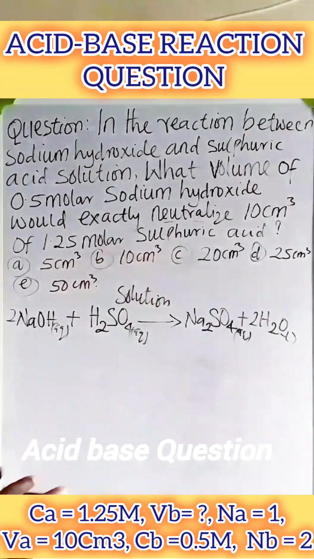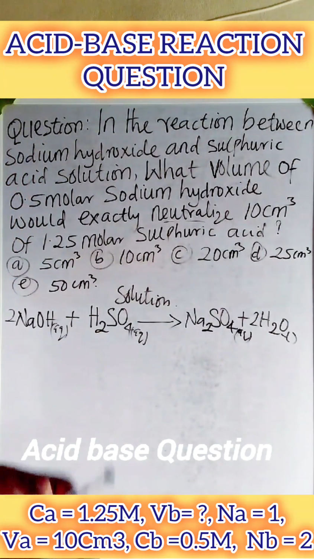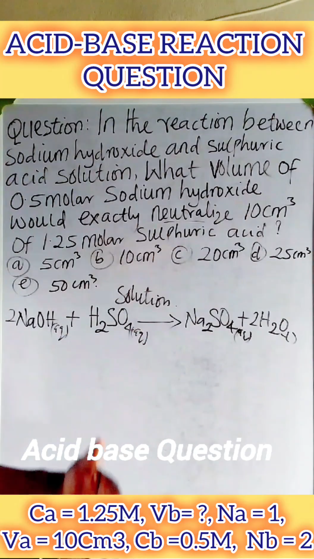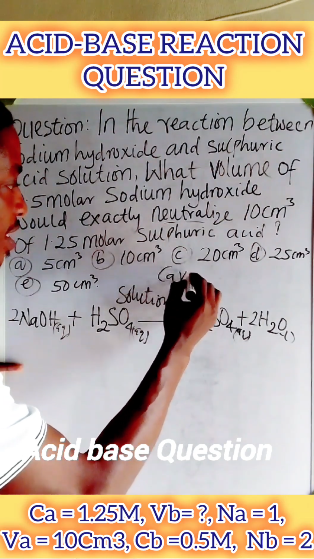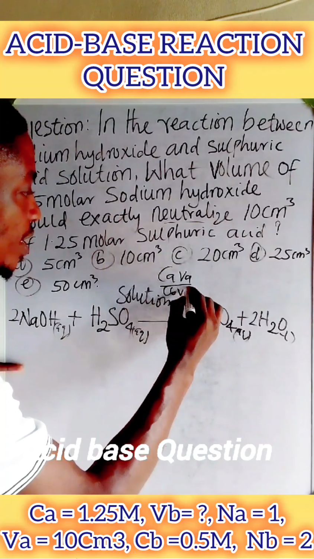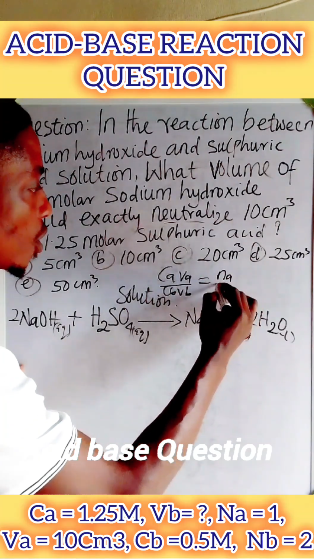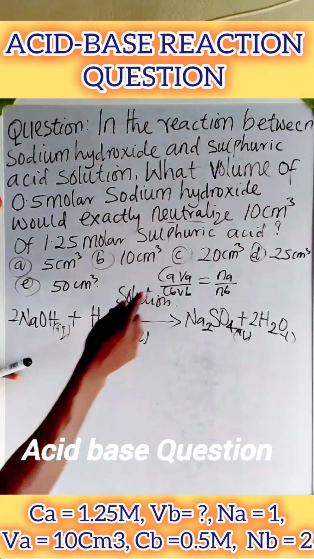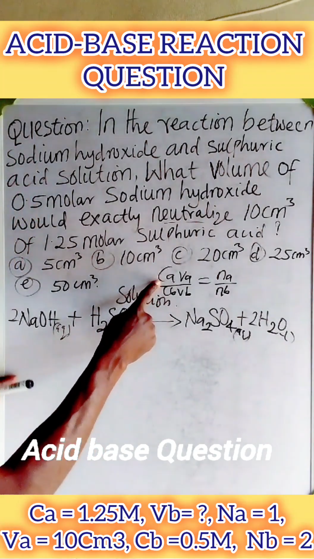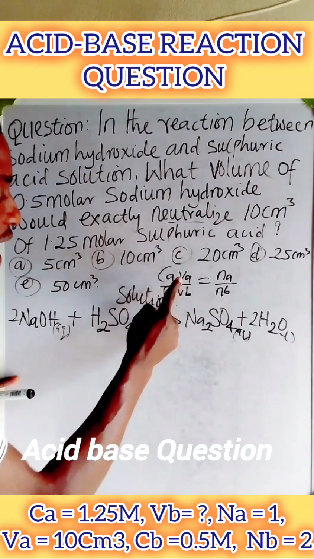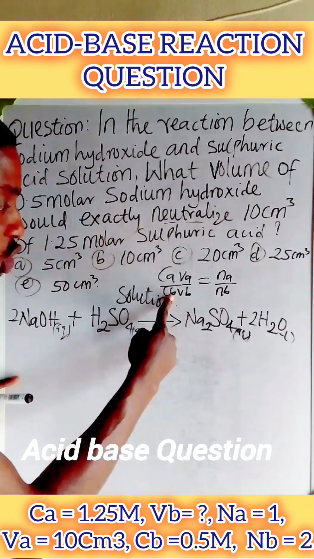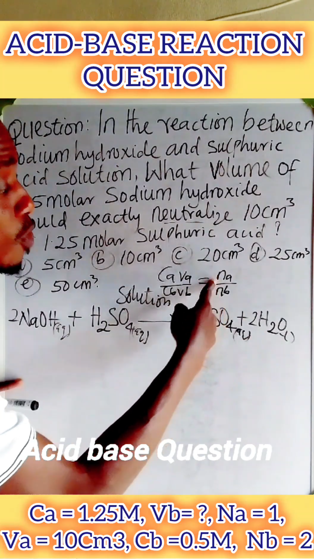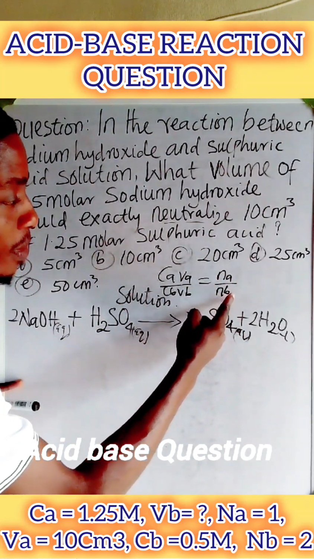After balancing the equation, the next thing we are going to do is to substitute these parameters into a formula: CAVA over CBVB equals NA over NB. Ca is the concentration of the acid, and Va is the volume of the acid. Cb is the concentration of the base. Vb is the volume of the base. Na is the number of moles of the acid, and Nb is the number of moles of the base.